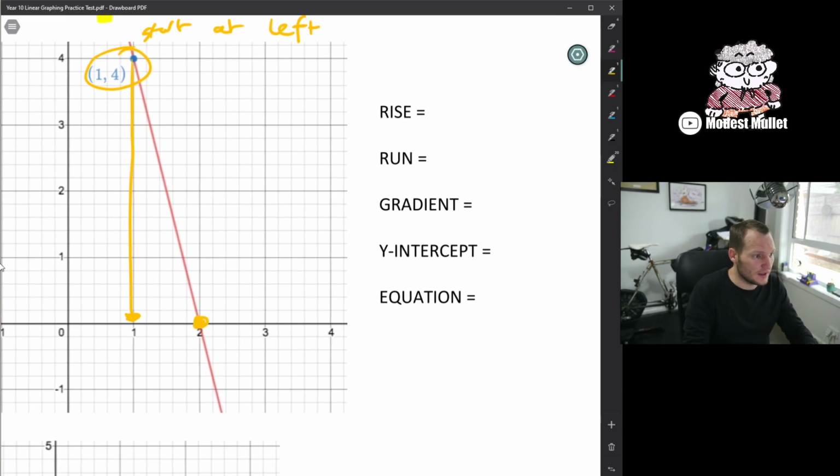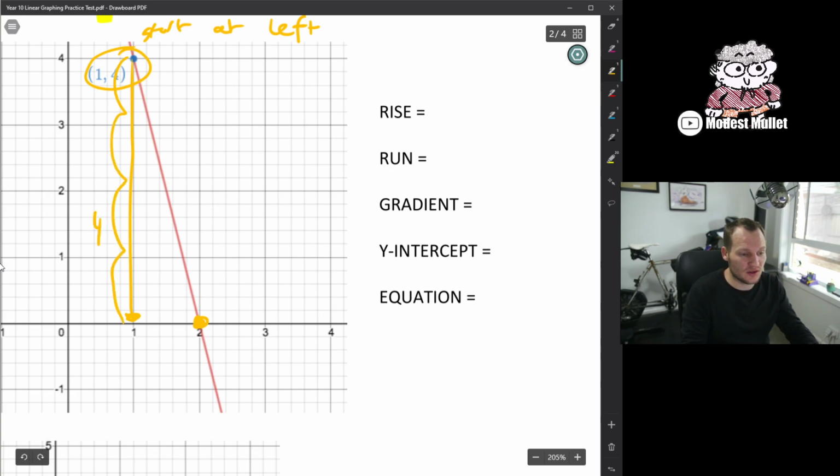Okay, start at left, and how far down have I gone? Well, I've gone 1, 2, 3, 4. So I've gone down 4, and since it's going down, we call that negative. Okay, so my rise, I went down 4, which is equal to -4. My run, I've just gone across one. I had to go across one square. So what is my gradient? Well, my gradient is rise over run, which is equal to -4 on 1. Stick that in your calculator, that's just equal to -4.